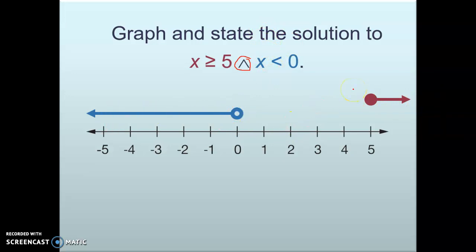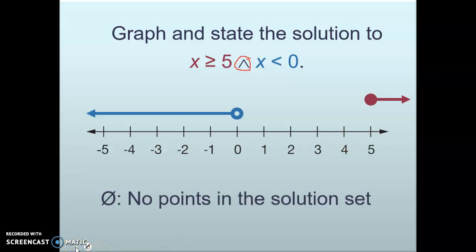And where do these two graphs intersect? What numbers are in both of those lines? Well, hopefully you said they don't intersect. There are no numbers that are solutions to both, and in that case our answer is this empty set, this null sign here. There are no points in the solution set. There is no conjunction, no place where they overlap, no numbers that are in both of these inequalities that would make both of these inequalities true.